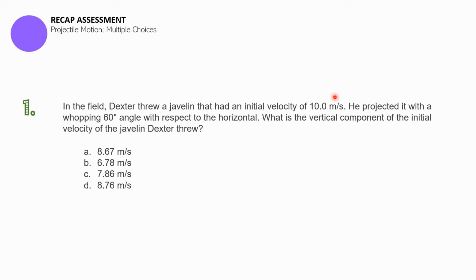In the field, Dexter threw a javelin that had an initial velocity of 10 meters per second. He projected it with a whopping 60-degree angle with respect to the horizontal. What is the vertical component of the initial velocity of the javelin Dexter threw? A. 8.67 meters per second. B. 6.78 meters per second. C. 7.86 meters per second. And then D. 8.76 meters per second.